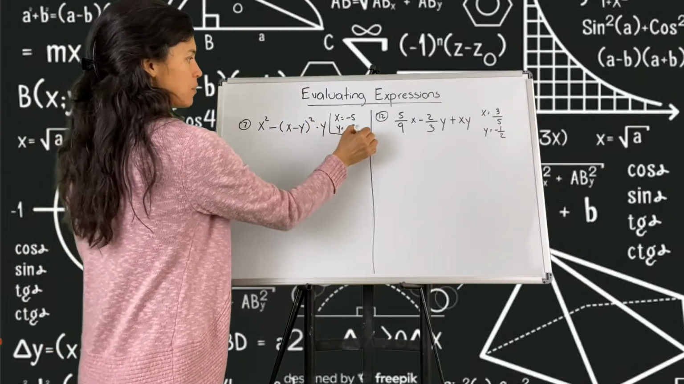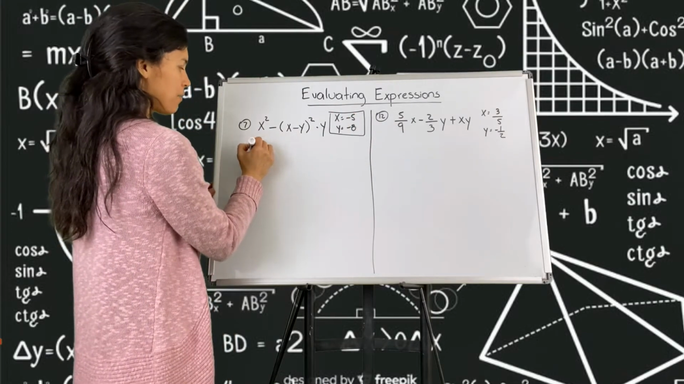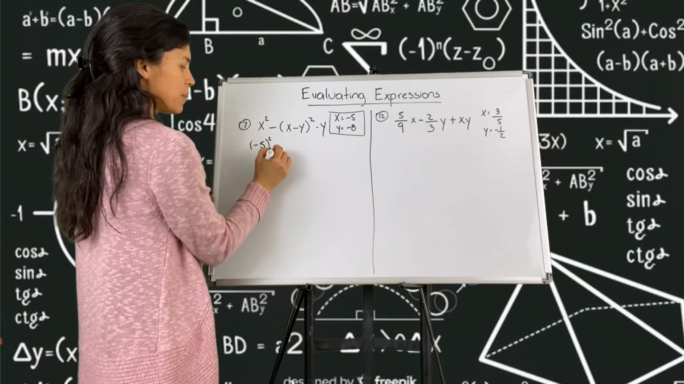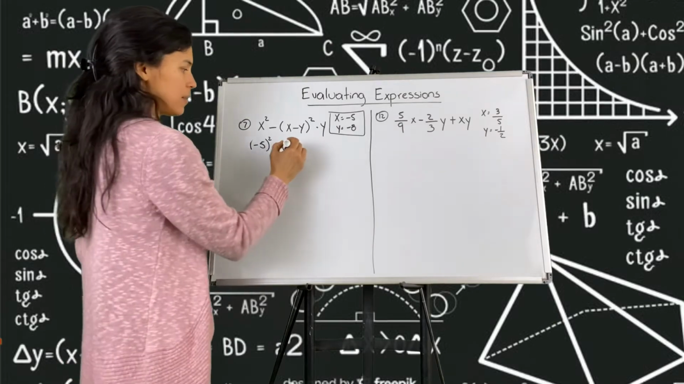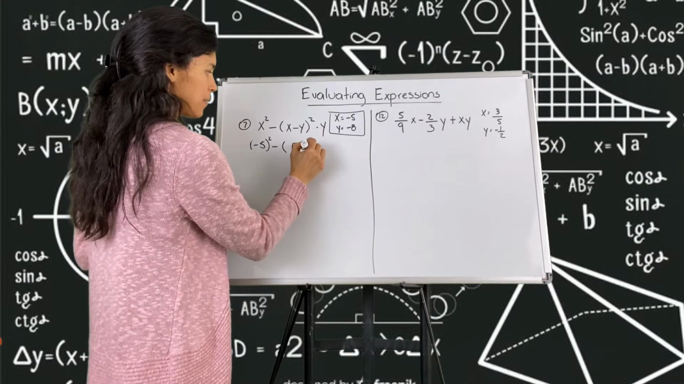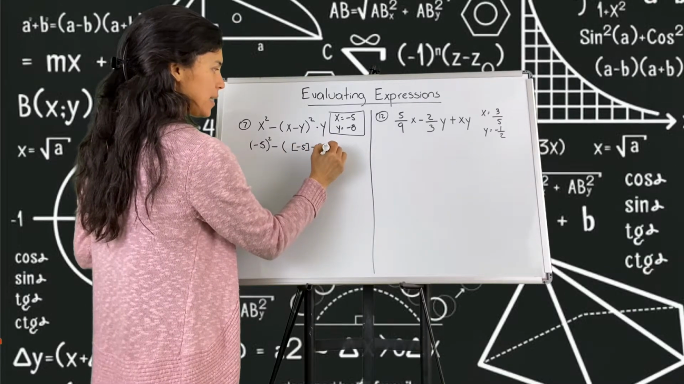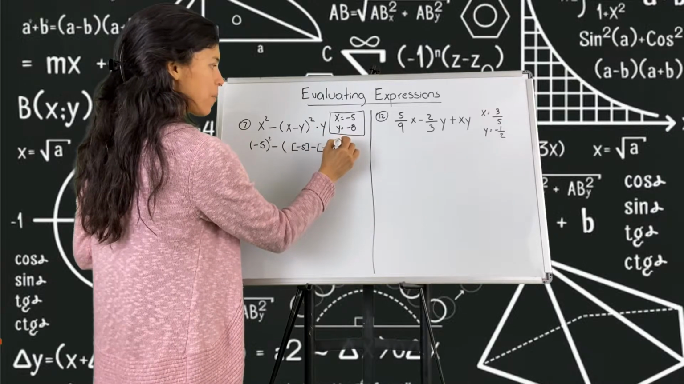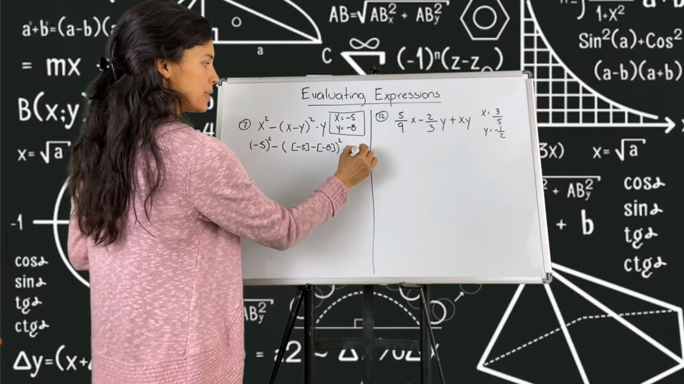Here are my values for number 7. So instead of x, I'm going to write the value of x, which is negative 5 to the second power, minus the value of x. The x is negative 5 minus y, which is negative 8. And that goes in parentheses to the second power. And there is a times y. And the value of y is negative 8.